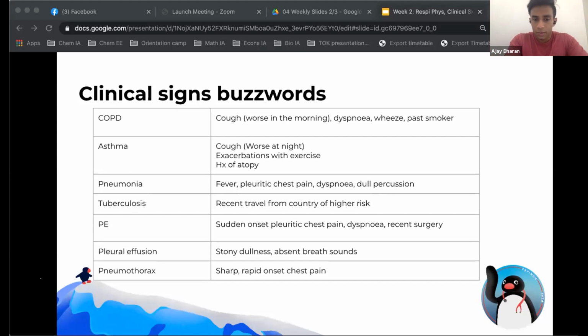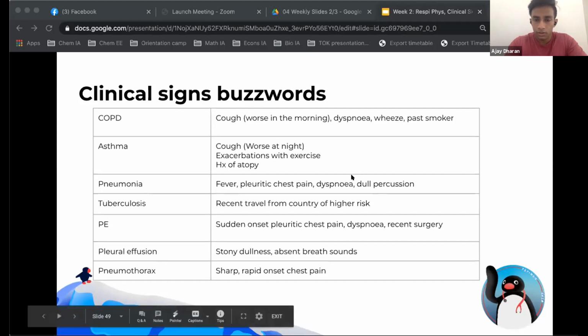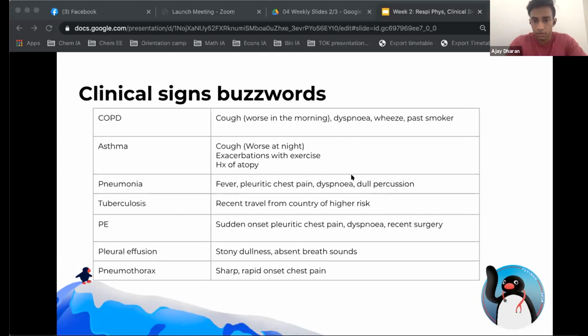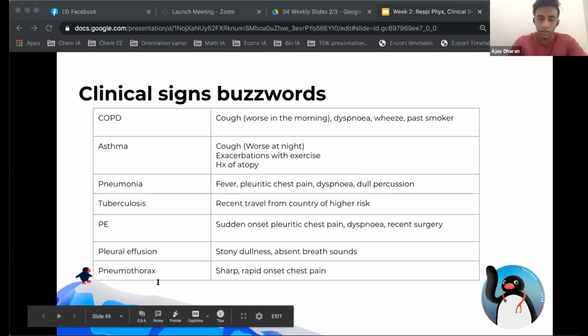So pleuritic chest pain is basically pain upon inspiration and expiration, because it's rubbing against the pleura. Whenever you have that kind of chest pain, the first thing you've got to think of is whether it's a pneumonia or a PE. You'll have dyspnea and you'll have a dull percussion. That's the key thing you need to know, dull percussion. Again, it's related to your vocal resonance, and it relates to how sound travels faster through fluid rather than air.